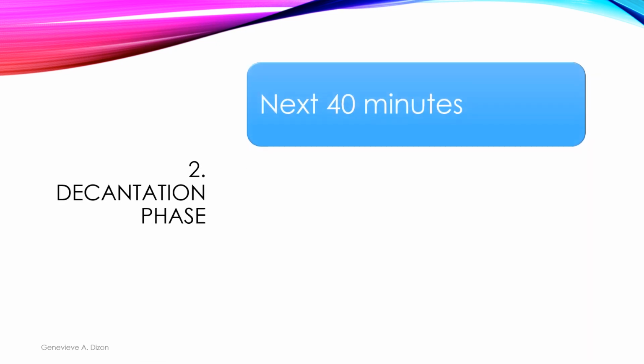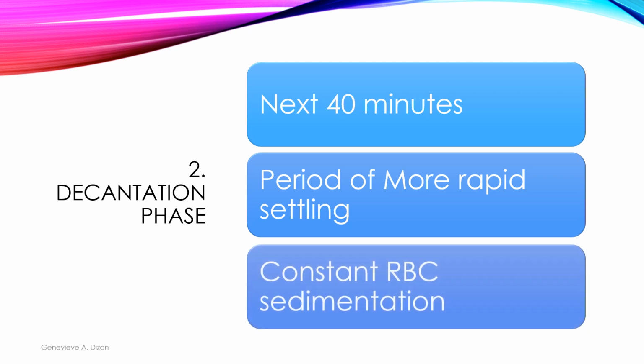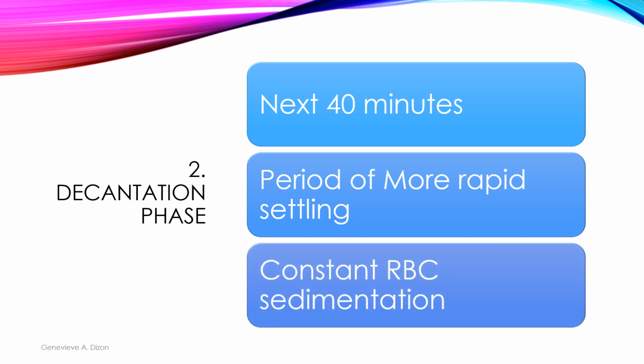The next stage is the decantation phase. This is the next 40 minutes. So the first 10 minutes is the lag phase, followed by a 40-minute decantation phase. Now, since there's a lot more time for this phase, that means there would be more time for the red blood cells to form a rouleau, and therefore making it more rapid in settling. This is where there would be a constant red blood cell sedimentation. This is when most of the red blood cells have started to fall down at the bottom of the tube.